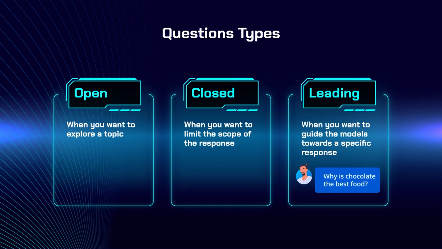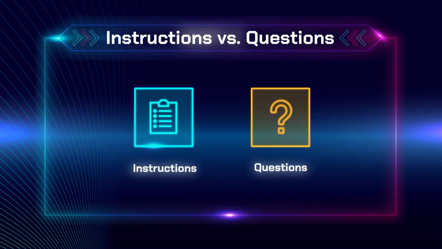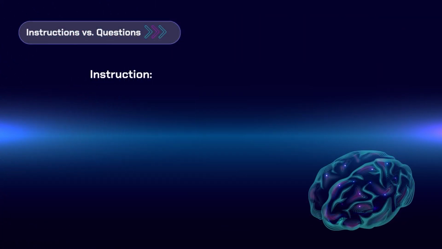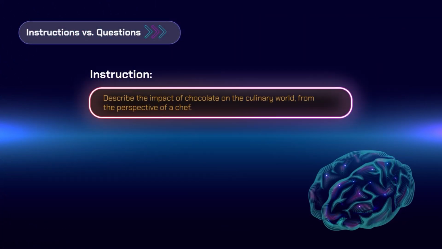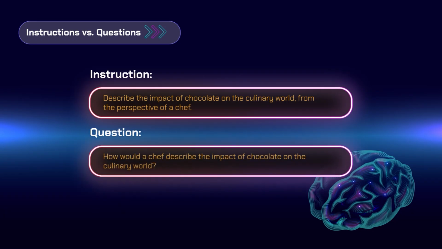Now, let's compare instructional and question-based prompts. Both strategies have their strengths and weaknesses, and they can be used together. For some use cases, it's a matter of personal preference. For other use cases, one strategy might prove more effective than the other. Compare these two prompts. Describe the impact of chocolate on the culinary world from the perspective of a chef. Versus, how would a chef describe the impact of chocolate on the culinary world? These are effectively the same prompt with roughly the same desired outcome. Used in this way, the difference between these two strategies is stylistic. For these simple use cases, it's a matter of personal preference.